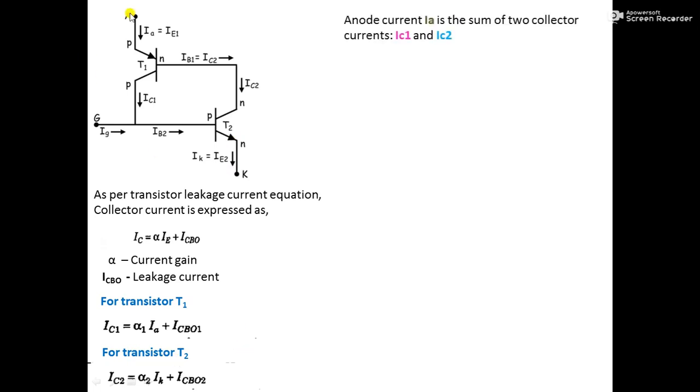Now you see the anode current IA, it comes here and it splits into IC1 and IC2. So IC1 and IC2 together constitute IA. So IA can be written as sum of IC1 plus IC2. In place of IC1 we are putting this equation. In place of IC2 we are putting this second equation. So that gives you IA is equal to this.